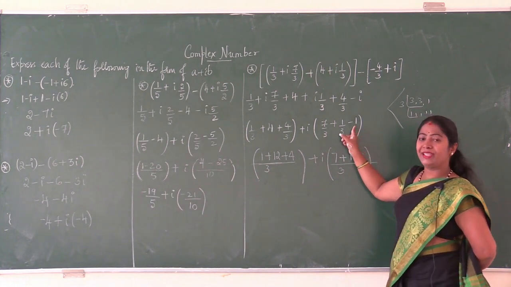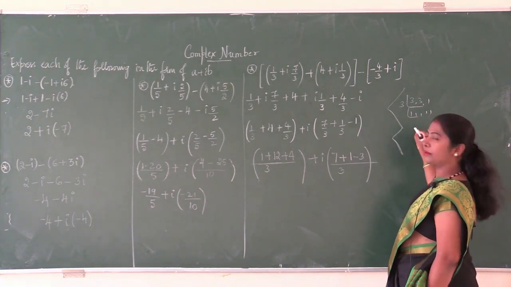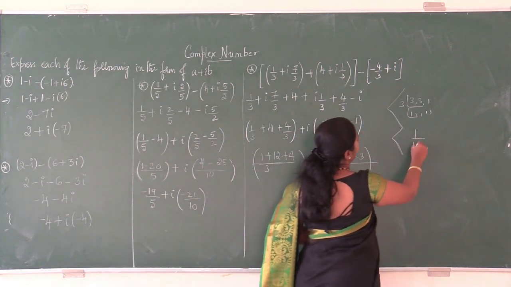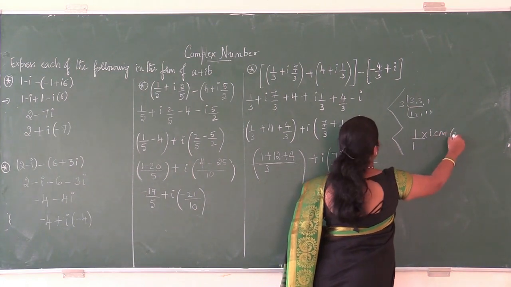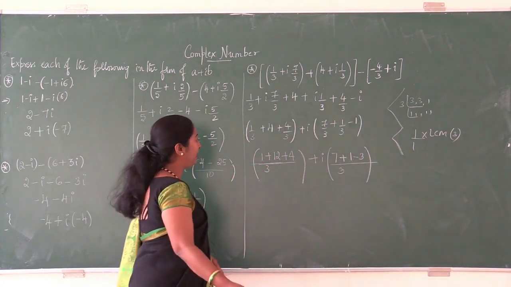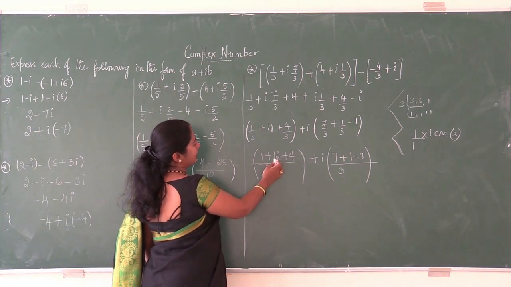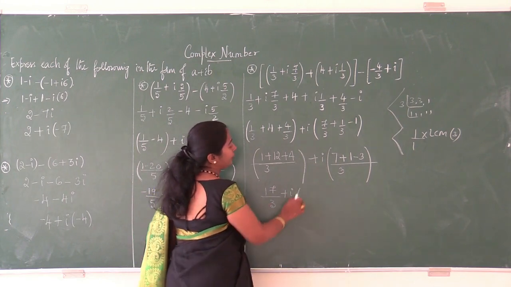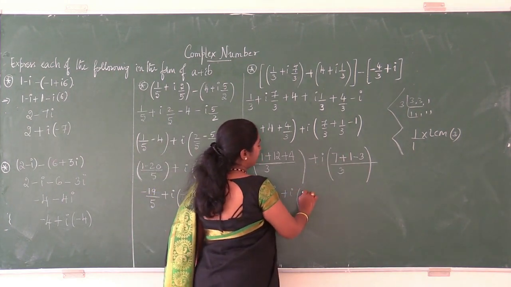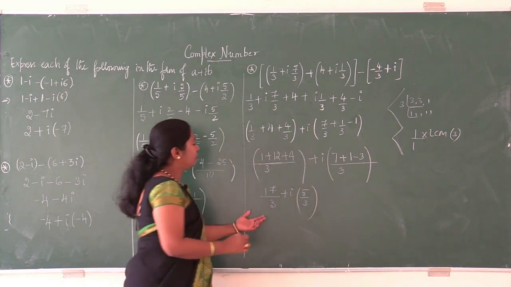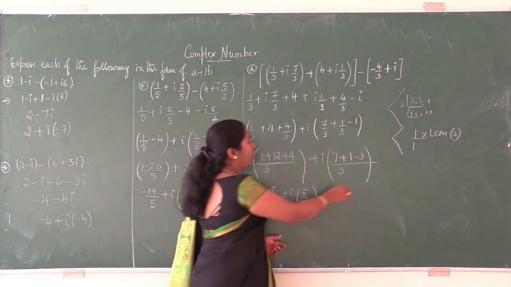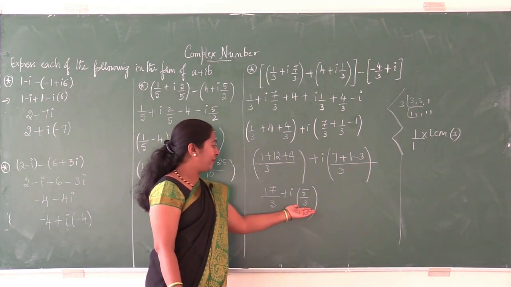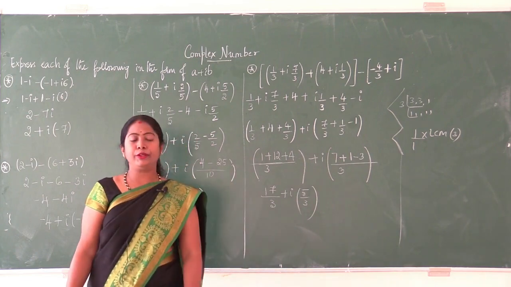How did I get minus 3? By considering the last term. What is the last term here? 1 divided by 1 divided by, what is 1 here again? 1 itself into LCM. What is the LCM? LCM is 3. So what is 1 into 3? 3 again. So 12 plus 4, 16. 16 plus 1 will be 17. 17 by 3 plus i into 7 plus 1, 8. What is 8 minus 3? 5 by 3. So this is of the form A plus i into B. What is the value of A here? 17 by 3. What is the value of B here? 5 by 3. And this is of the form A plus i into B.